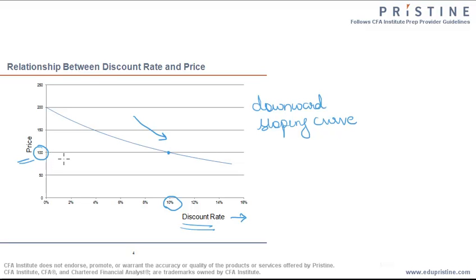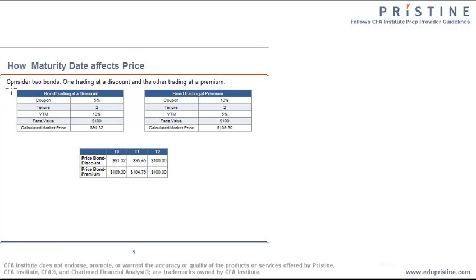Let's take a look at how the value of a bond changes with the passage of time. Let's consider the first bond described here. Here, the coupon is 5%, the tenure is 2 years, its YTM is 10%, its face value is $100. You can calculate its market price by entering the following into your calculator. The PMT is basically the coupon, which is equal to $5, which is basically 5% times $100. N is the tenure, which is equal to 2.